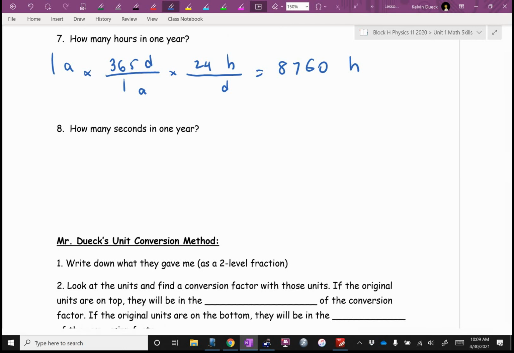How many seconds in 1 year? Well, let's write down what they gave you. 1 year.